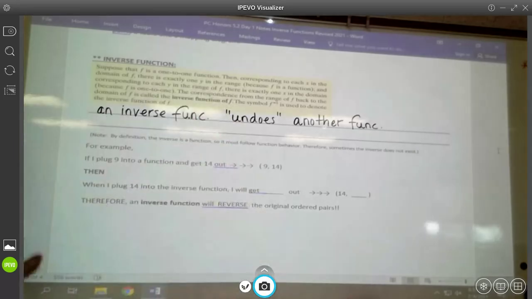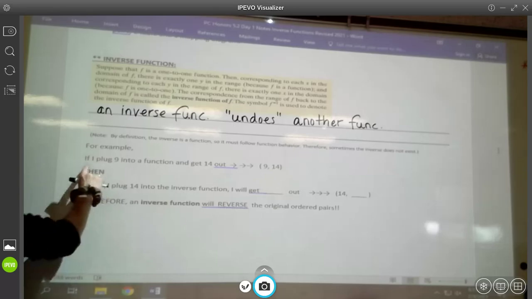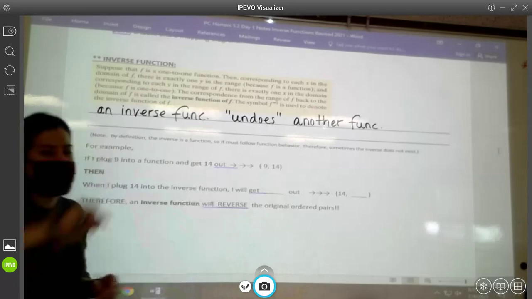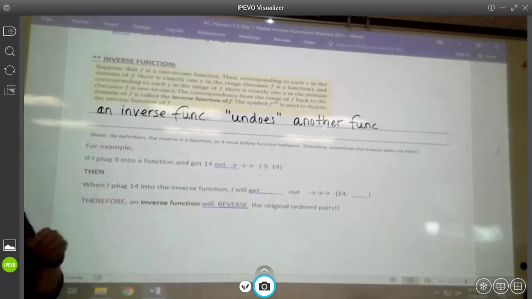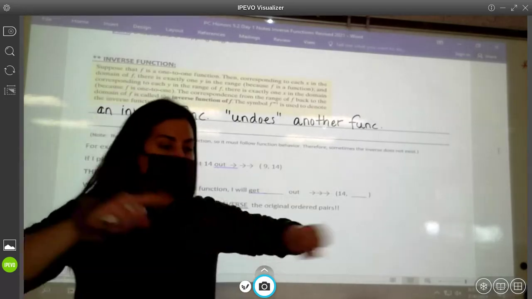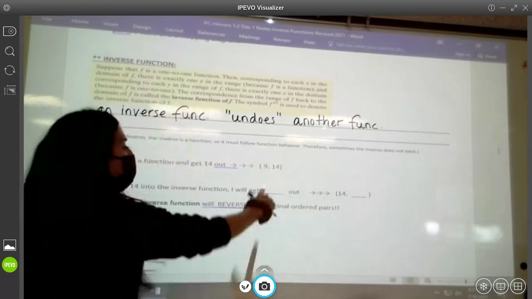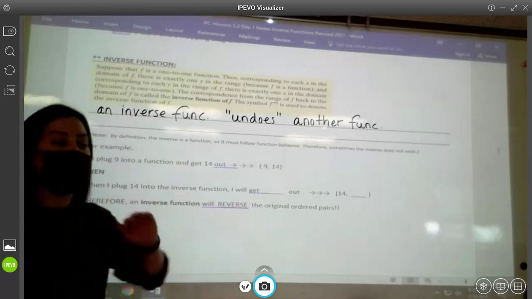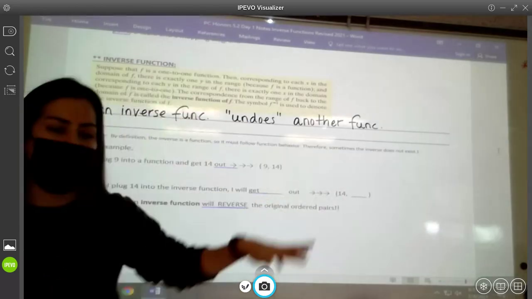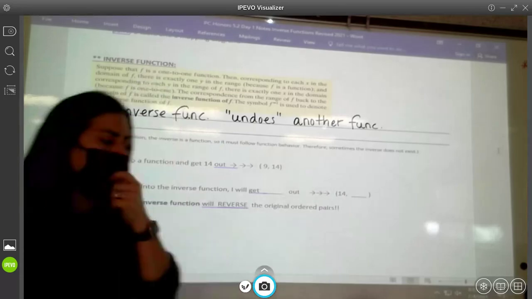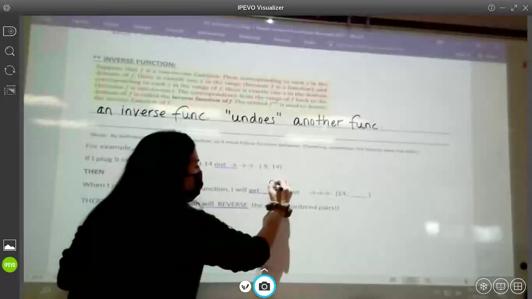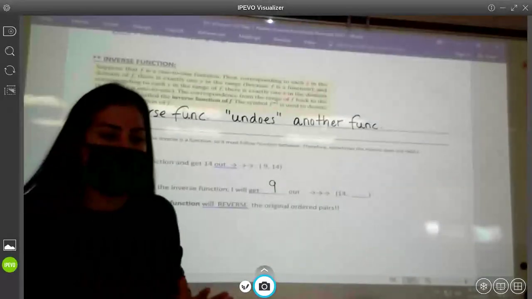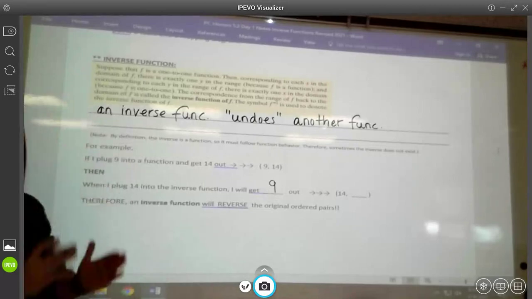All right, so for example, let's look at what an inverse is going to look like. Let's say I plug 9 into a function and I get 14 out. That creates the ordered pair (9, 14). Well, the inverse's job is to undo everything that original function does. So if I take the output 14 and plug it into the inverse, it should undo all of the operations that happened to 9 to get to that 14 and bring you right back to the 9. It should spit out the 9. It's going to undo everything the original function did and spit out that original x value.